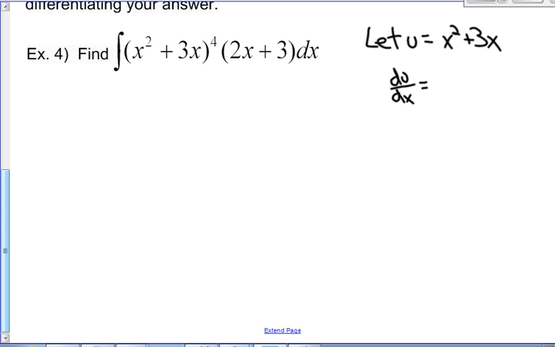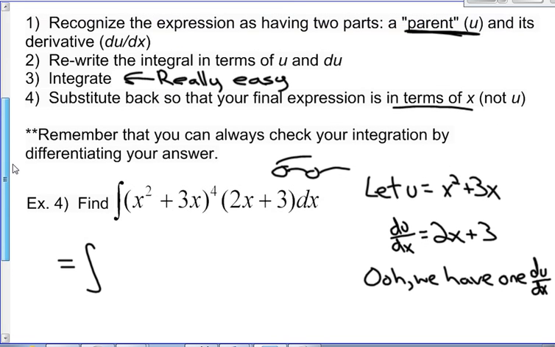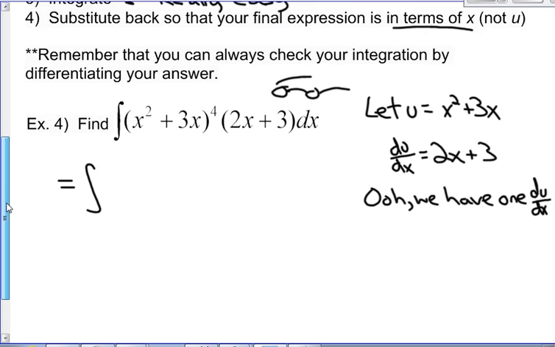du by dx, I'm not looking at the integral at all here. I'm just looking at this statement right here. What is its derivative? Oh, it's 2x plus 3. Lovely. Now I take a look over here. Ooh. We have one of those, a du by dx. So that's very exciting. We can probably work with this. That's step 1. Recognize it, and then figure out what du by dx is.